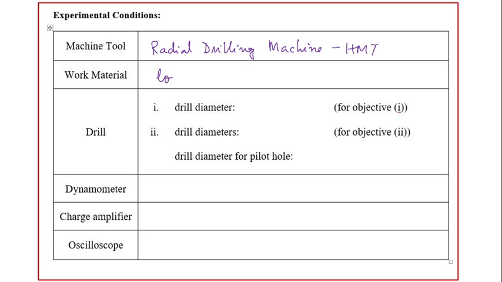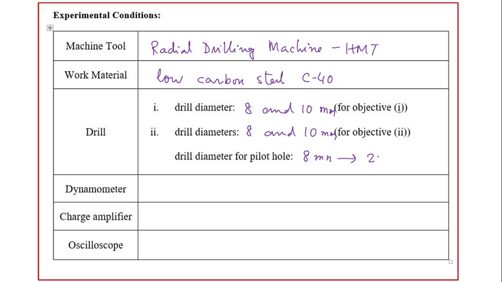The work material is low carbon steel C40. Two drill diameters should be used, 8 and 10 millimeter. For the pilot hole, for the 8 millimeter hole, the pilot hole diameter would be 2.5 millimeter, and for the 10 millimeter hole or drill, the pilot hole diameter would be 3.5 millimeter.